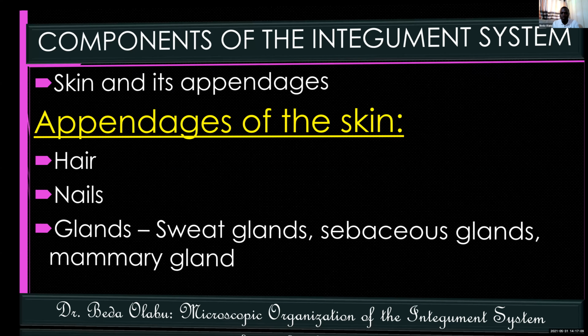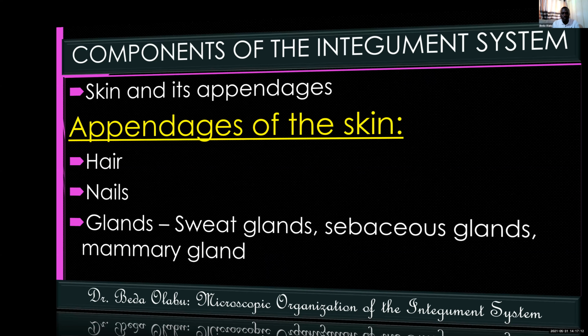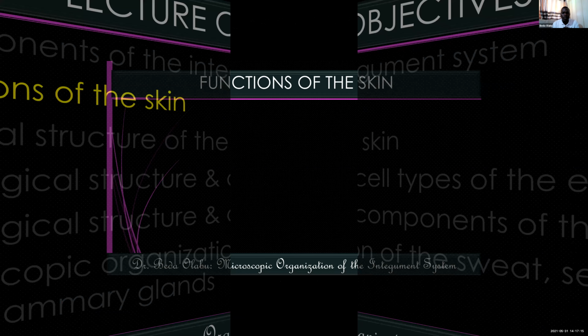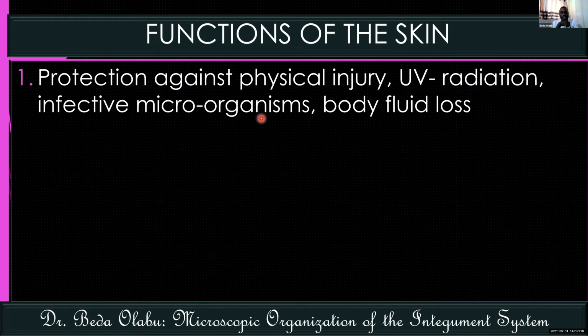So what are the key functions of the skin? We can say that the skin has the following functions. The skin protects against many things. It protects against physical injury, usually because of the keratin lining of the epidermis. It's able to protect the underlying tissues against physical injury. It is also able to protect against ultraviolet radiation. And this is courtesy of the melanin pigment, which is in the skin, that absorbs ultraviolet radiation.